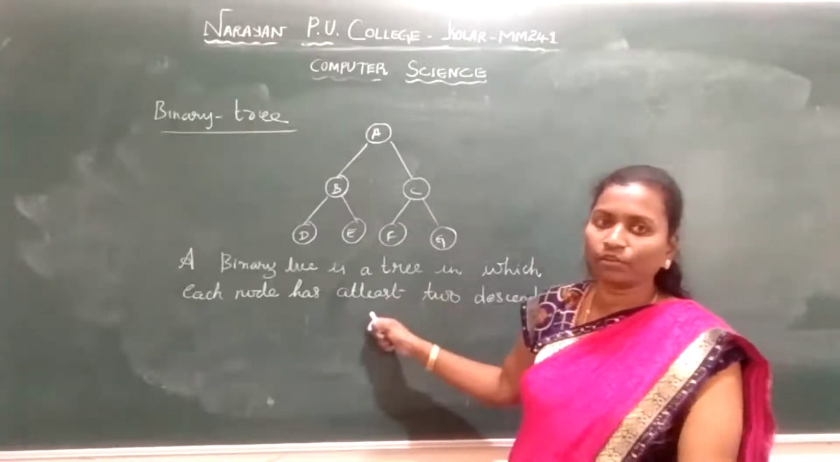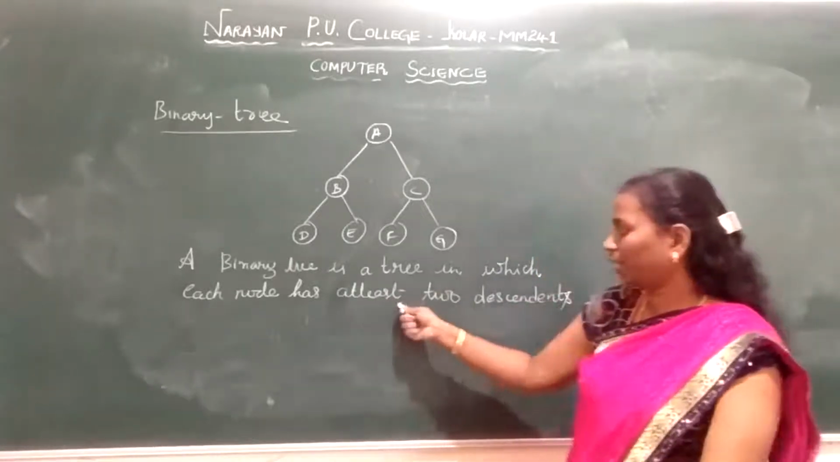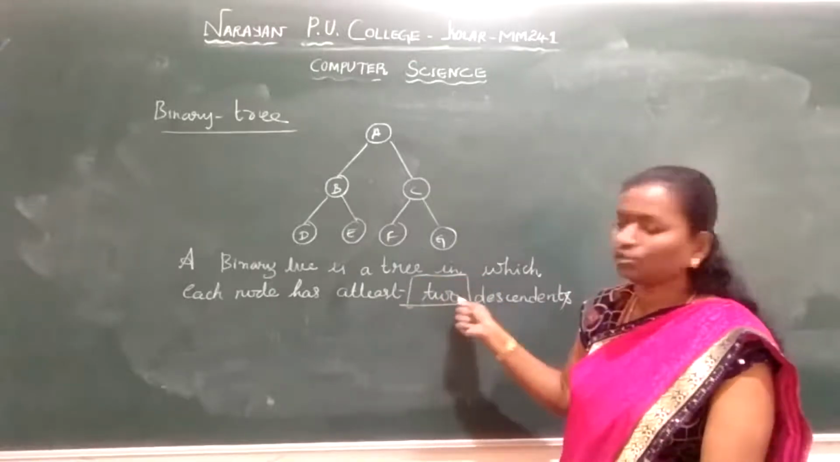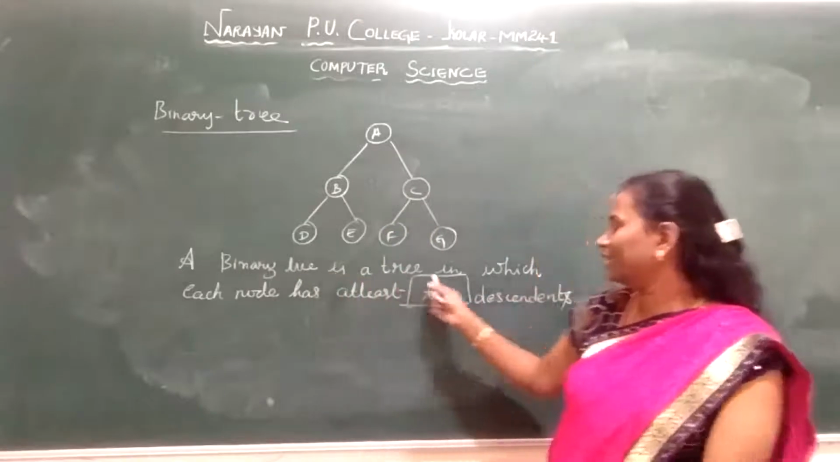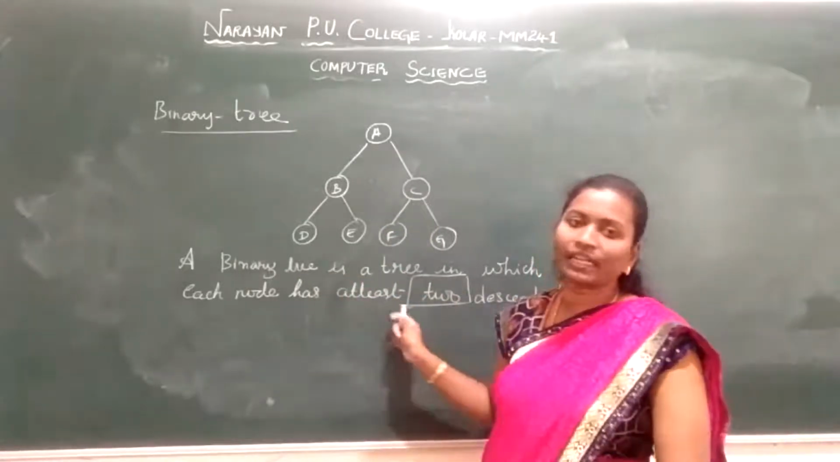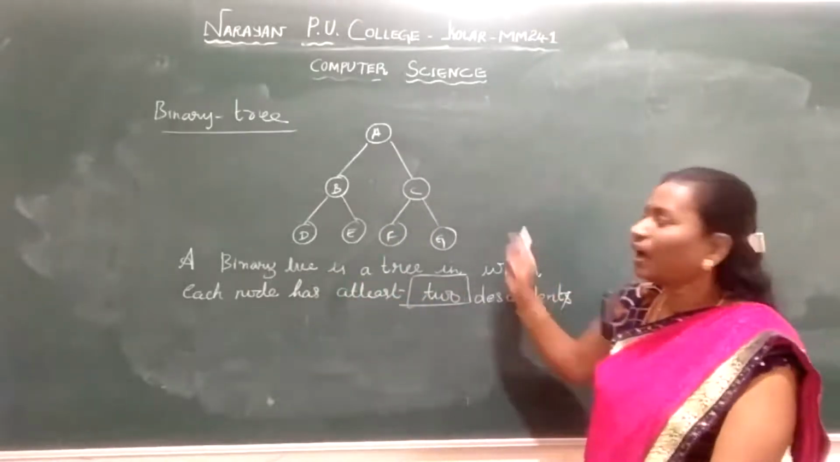Please, you have the habit of writing the answer. Please make a note of it. It should tell at least two descendants. Binary, we know binary means two. A binary tree is a tree in which each node has at least two descendants. We call it as a binary tree.